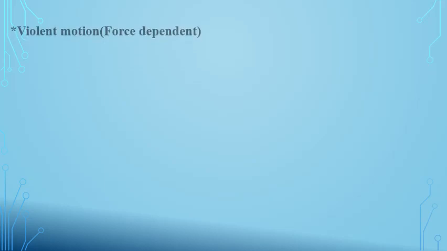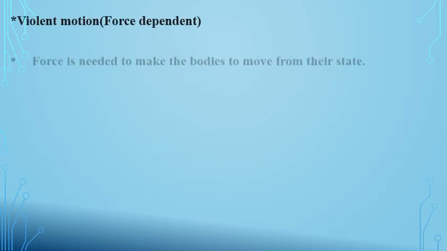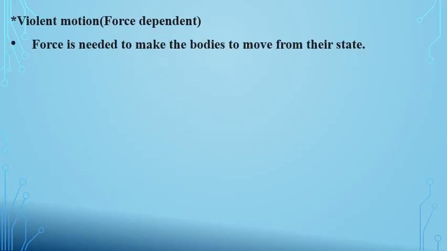Violent motion. Violent motion means an object needs a force to move from its state. So when we give any force, to push or pull, the object moves from one state to another. That is violent motion. What example have I given here?